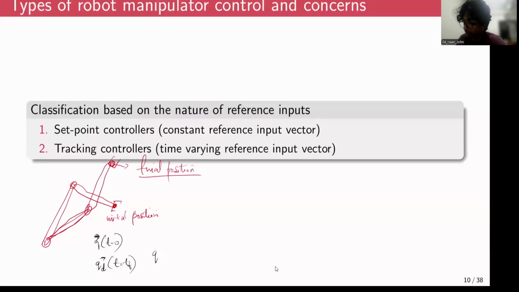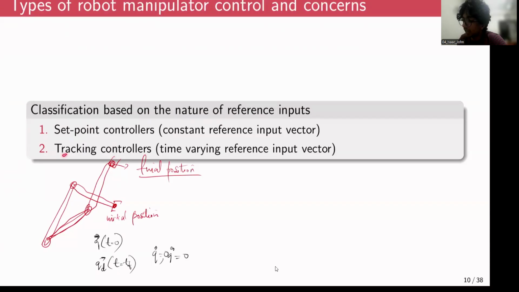So we'll have the q desired, maybe q dot and q double dot can be considered to be 0. So we are only worried about converging from an initial position to the final position without any worry about all the intermediate points.